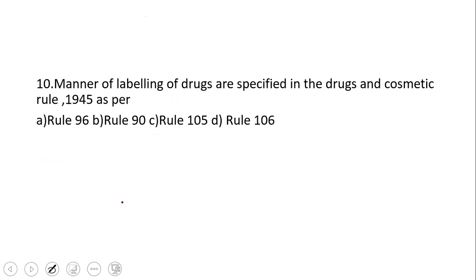Next question. The manner of labeling of drugs is specified in the Drugs and Cosmetics Rules 1945 as per: Rule 96, Rule 90, Rule 105, Rule 106. The correct answer is option A, Rule 96.